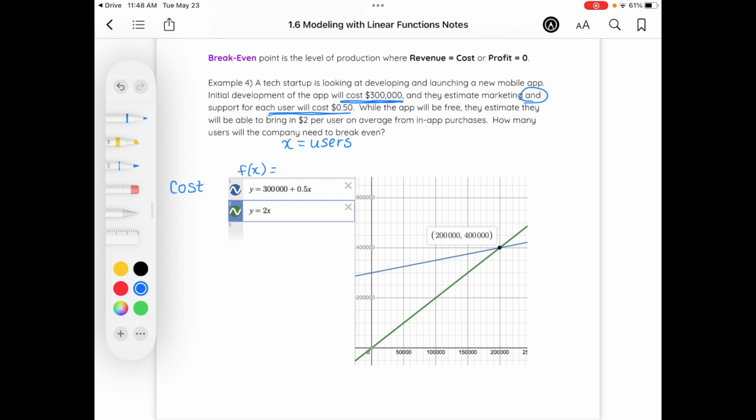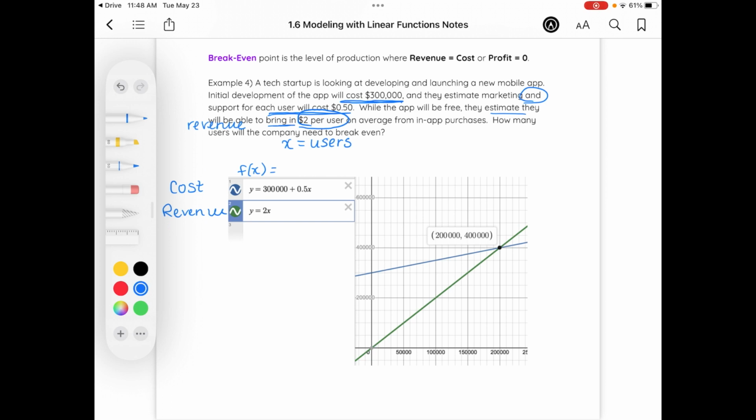However, the revenue they estimate will bring in, so this is our revenue, is $2 per user. So we're still using x as the number of users. The revenue per user then gives y equal to 2x.